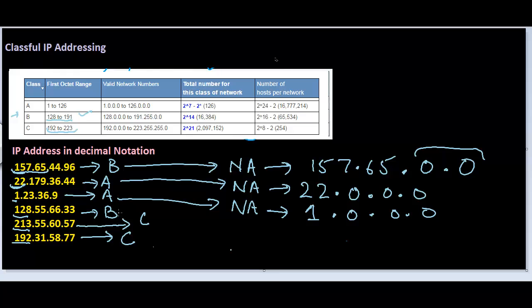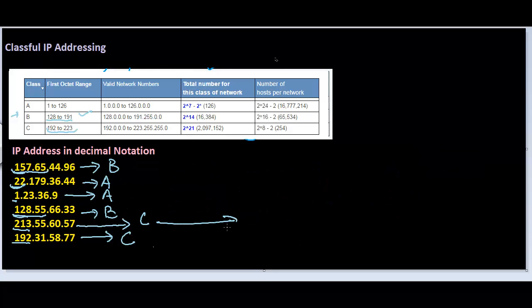How about this class B IP address? How about this one? 128. It is beginning with 128. So this is a class B IP address, and for class B, the first 16 bits are reserved for the network, right? So the first 16 bits would be what? 128.55. 128.55.0.0. Okay.